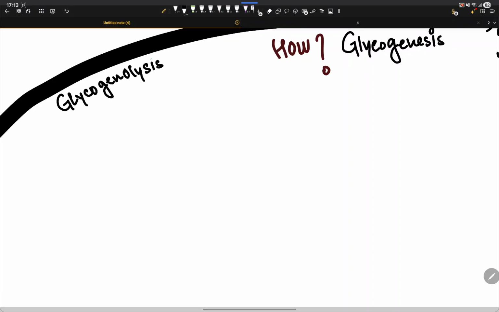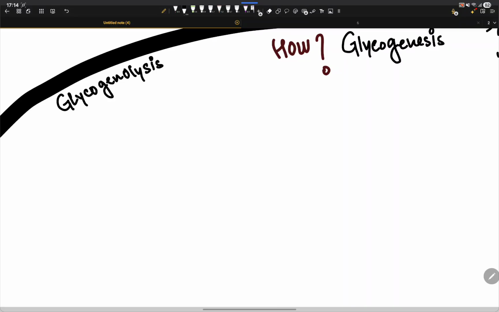Glycogenolysis, right? Again, break the word. Glyco means glucose. Lysis means breakdown. So we want to break the glycogen, right? So glycogen is broken down into glucose, and the energy is released, right?